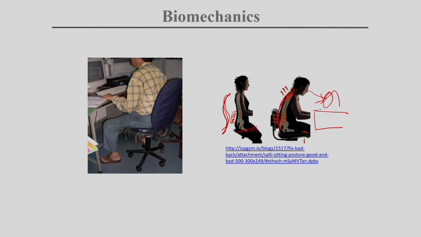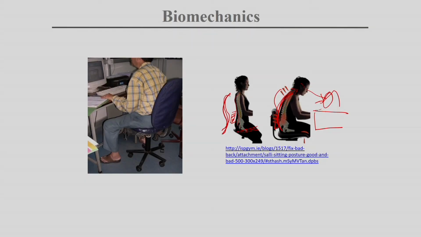So if we want to correct our posture from this to this, what we can do is make it from a sitting to a standing condition. So if we stand, again it will be an S shape, but it is not possible to stand for a long time. So what else can we do? It can be something in between.